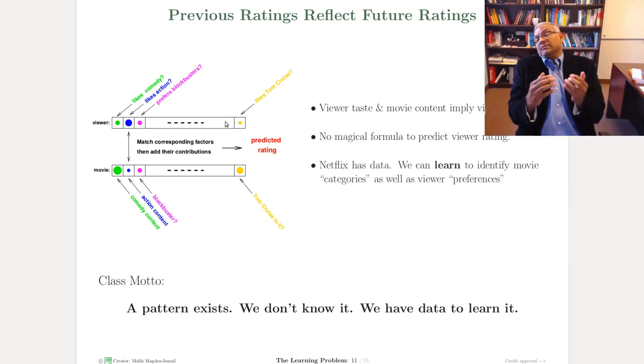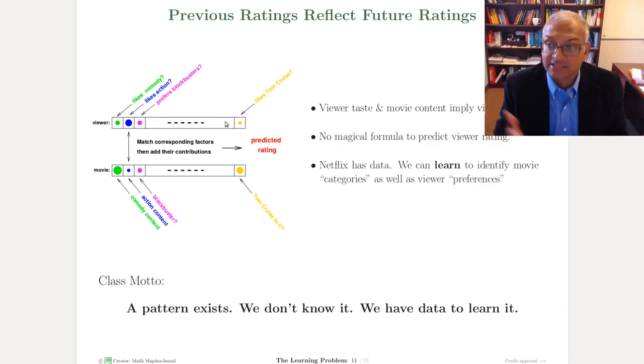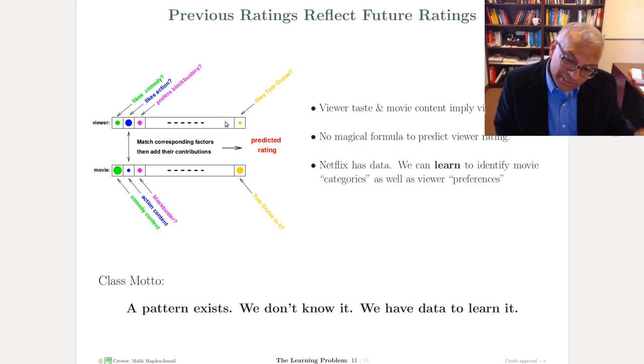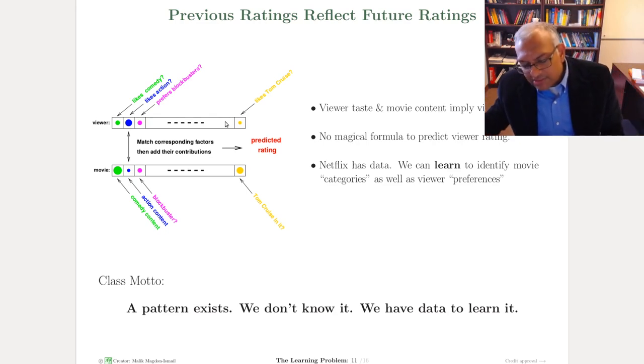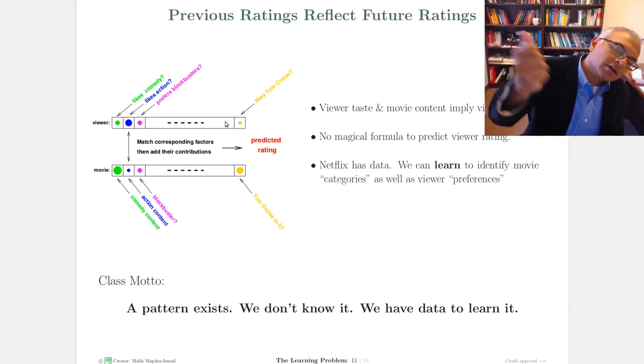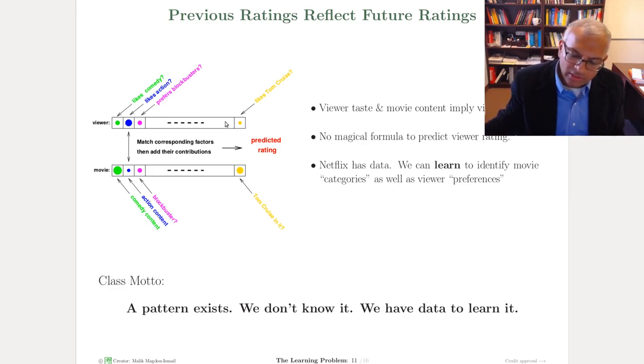Now, key, we don't know what that formula is. Because if we did, for example, if Netflix did, then they wouldn't need to put out this $1 million prize. So we don't know what that formula is. Just like the child who doesn't know the definition of a tree, Netflix doesn't know how to specifically write down a formula that converts a viewer taste and a movie content to a rating.